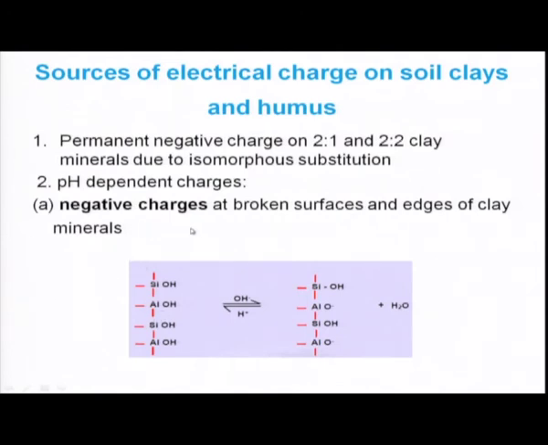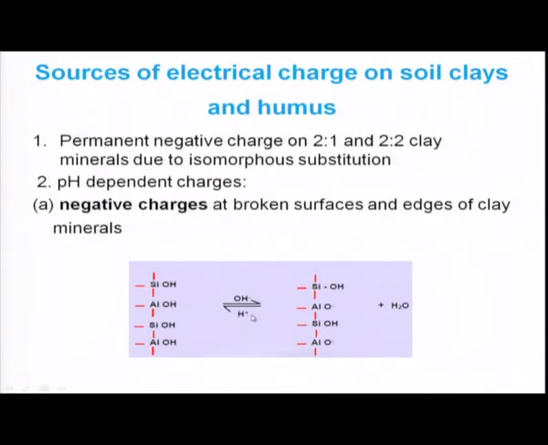That is, negative charge at the broken surface and edges of the clay mineral. The silica hydroxide and aluminum hydroxide originally present, at alkaline condition, what happens is the OH medium picks up protons, makes it dissociate and converts it into negatively charged ions here. As the negative charge is shown here, the OH is converted into a water molecule, and suppose the reverse condition is possible.